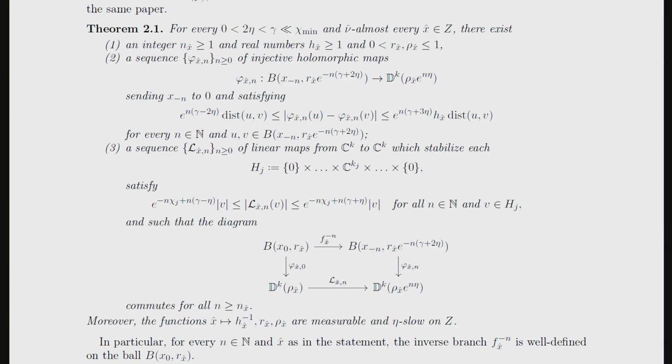So what are the other three maps? The first map is number 2. There's a sequence of phi x hat n. These are injective holomorphic maps from these balls to disks. And then you map by this L x hat n to another disk. And what are their properties? These maps are nice in the sense that we can estimate, right?